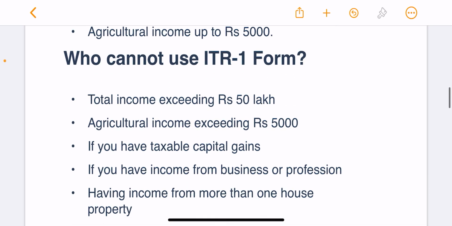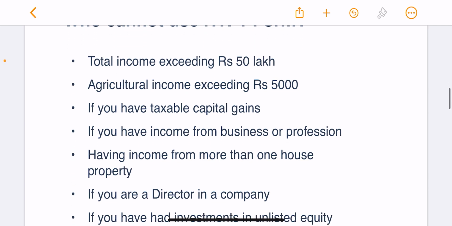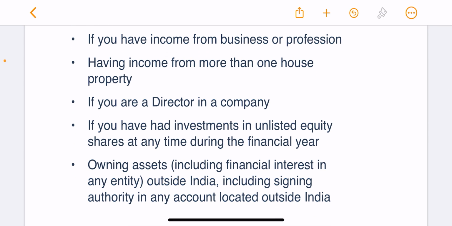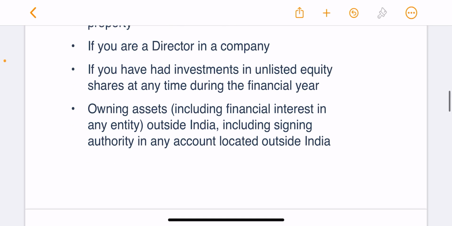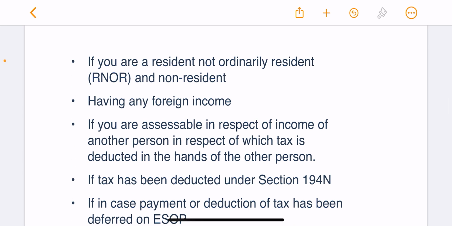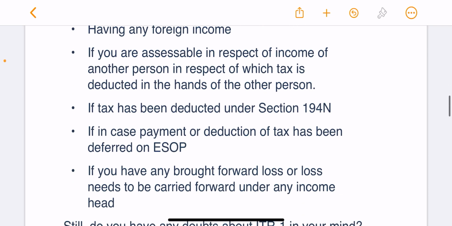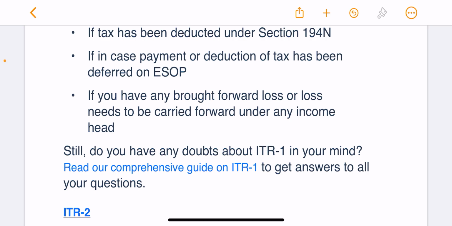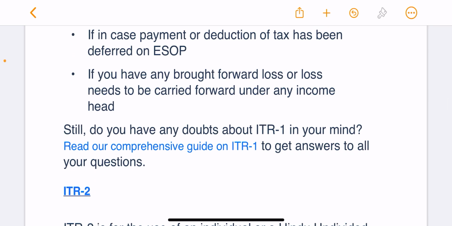So who is not eligible to file ITR 1? If your income is more than 50 lakh, agriculture income is more than 5,000, you have capital gains, you have business or profession income, you have income from more than one house property, you are a director of a company, you have unlisted shares of some company, you own any assets outside India, you are a non-resident, you have foreign income, you have income clubbed in the hands of another person, tax has been deducted under section 194N, you have ESOPs, or you have any brought forward or carried forward losses under any head of income, then you are not eligible to file ITR 1.